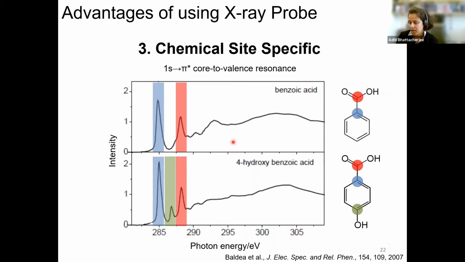And finally, it is chemical site specific, meaning that here you're looking at the same 1s to π* core to valence resonance in benzoic acid and parahydroxybenzoic acid, where depending on whether you're looking at an olefinic carbon in blue, an alkoxy carbon in green, or a carboxyl carbon in red, the 1s to π* core to valence energies can be shifted by about 1 to 2 electron volts. So this technique is also chemical site specific, and when this happens, these shifts are known as chemical shifts.